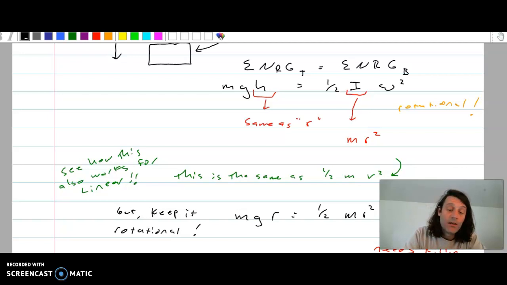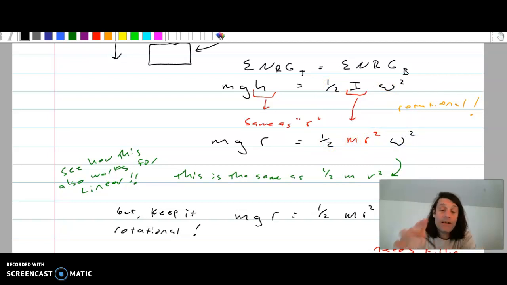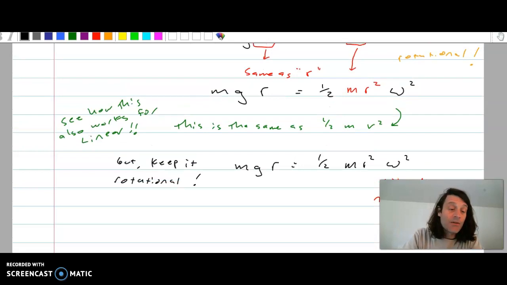So what I'm going to do, I will rewrite it. I will say this is mgr, the same thing as 1/2 mr squared, and don't forget that omega squared. All right, so that is what we're eyeballing there. And remember what we said last video, that you already know, v is equal to r omega. So if I have an r squared times an omega squared, well, shnikes, that's the same thing as a v squared. So what I have written in green is just a side note.